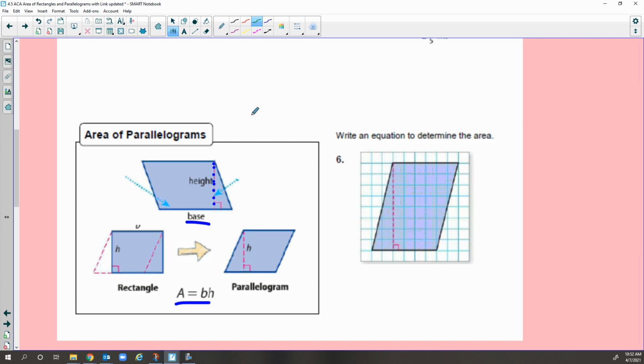Why is that? Well, if I take this to make that a straight side, and I look at this little triangle, if I take this triangle and move it over here, look what happens. Didn't I just make an entire rectangle?